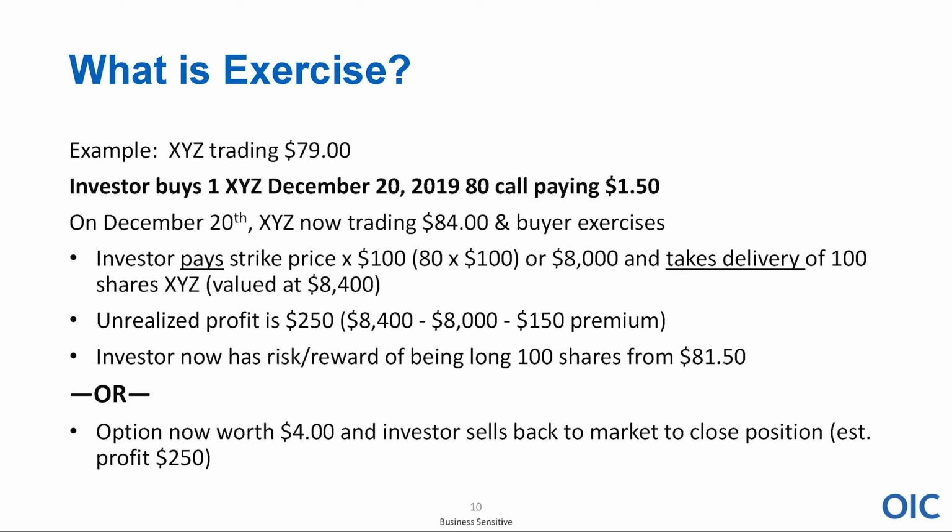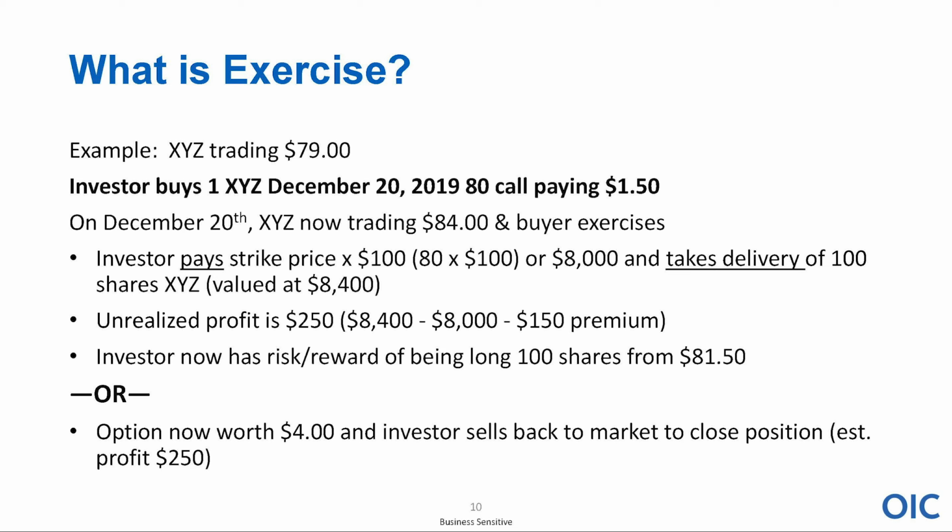In this case, we're looking at XYZ. It's trading at $79 per share. It's kind of expensive, right? If I buy 100 shares, that's $7,900 that I'd have to pay. But instead, I'm going to go out and buy a December 20th. Now, that looks to me to be the third Friday in December. I'm going to buy the December 80 strike price call option, and I'm paying $1.50, so I'm risking $150, right?